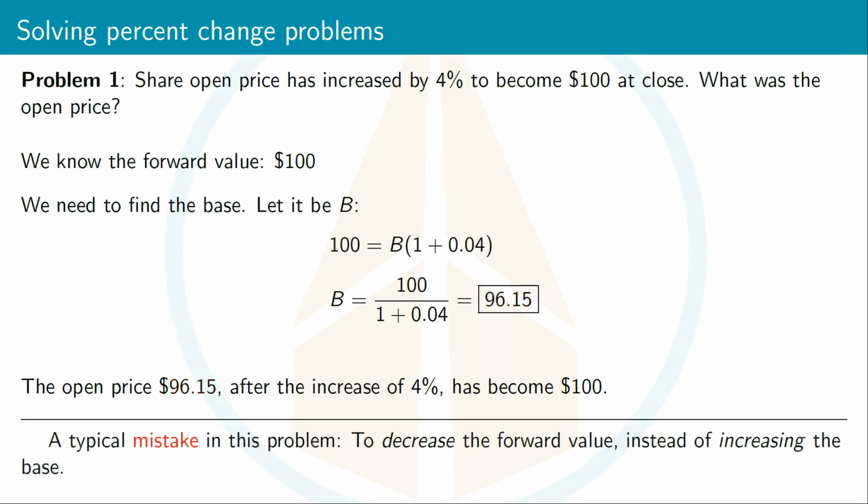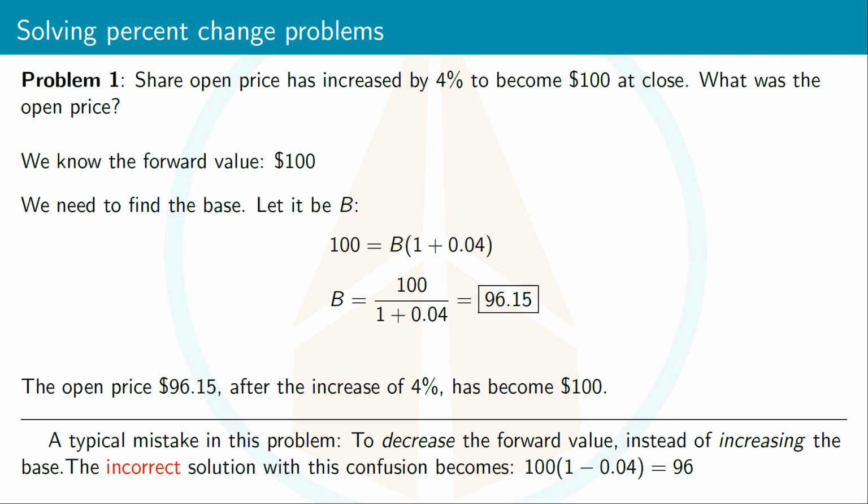There is a typical mistake which people make in this problem. They decrease the forward value instead of increasing the base. The incorrect solution with this confusion becomes $96. Please watch out for this mistake.